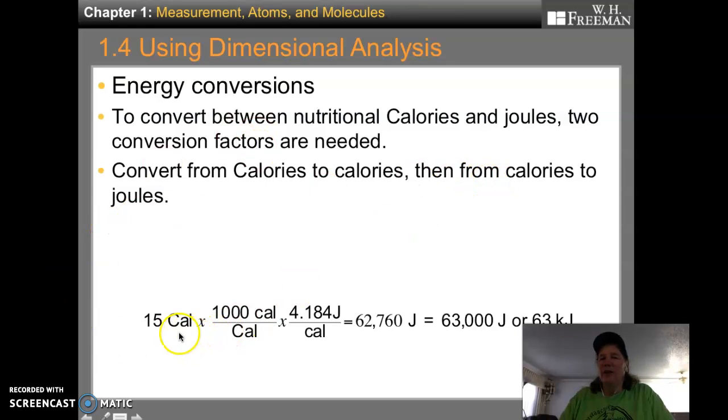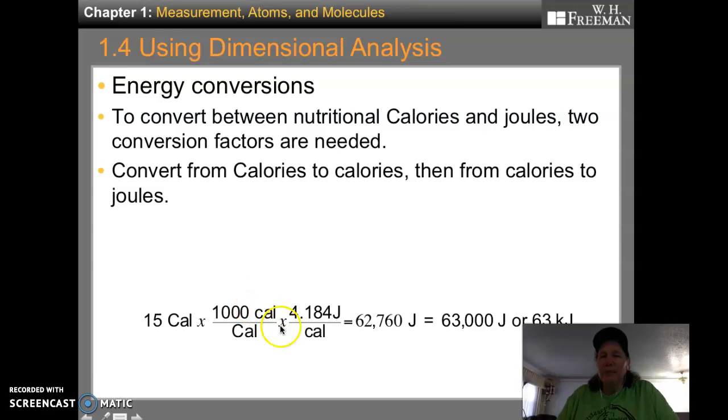Anyway, I'm going to convert. First thing I'm going to do is take my 15 calories, 1 calorie on the bottom, 1,000 little calories on top. What I got rid of was big calories. This is a conversion factor as well. In every calorie, there's 4.184 joules. So I put joules here, and again, calories on the bottom, 1 calorie. I should have typed in 1 here. This should have a 1 and this should have a 1.